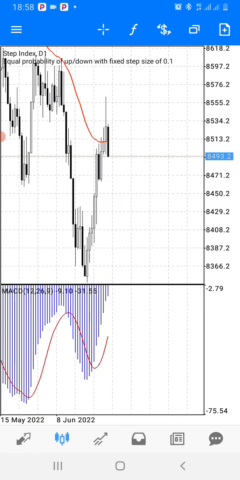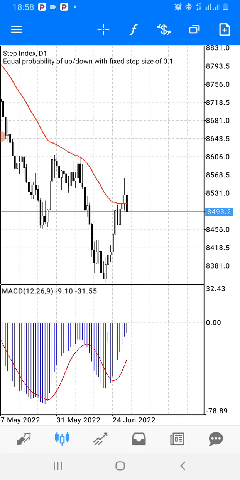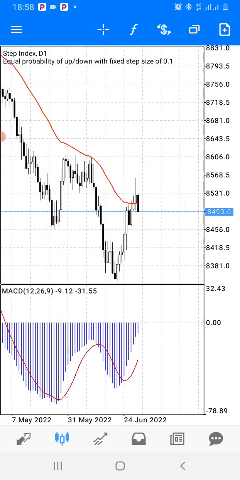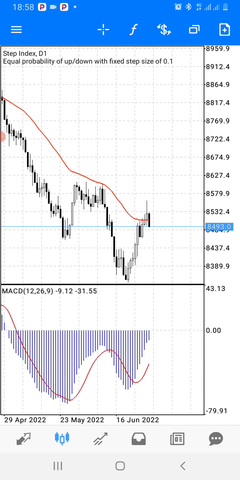Okay, before we get started, you can see step index is giving me a sell, just according to my prediction. I don't know if I said this on my last video, but it's just according to my prediction.